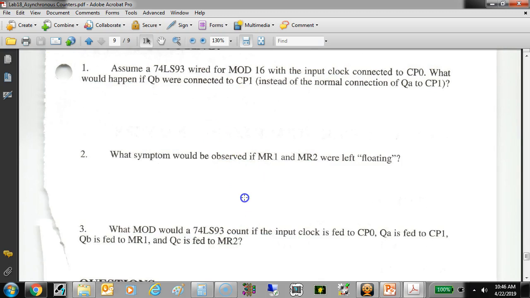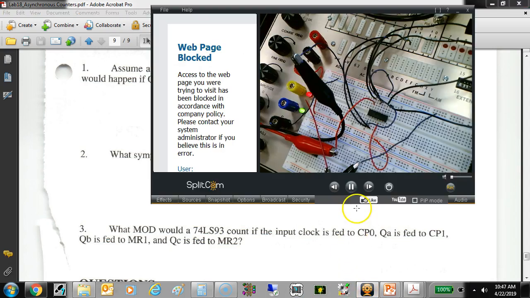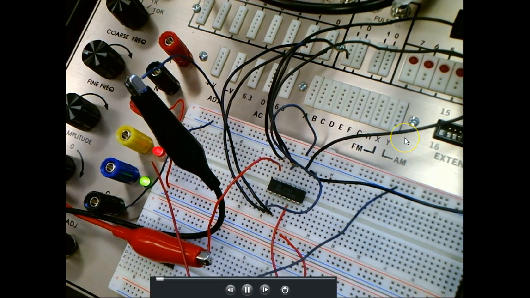What symptoms would be observed if your two resets were left floating? Don't know. We'd have to do it. Because the problem is that with basic gates, a floating input is assumed to be a 1. When you get into these combinational logic gates, you don't know. So let's do it and see if the thing actually resets. We'll see what it does.